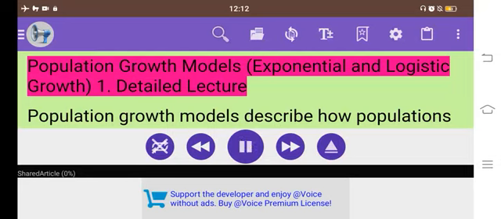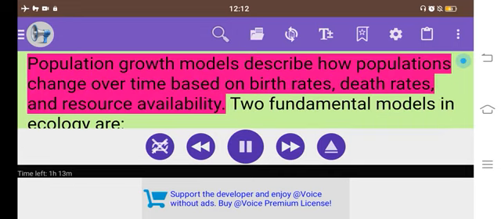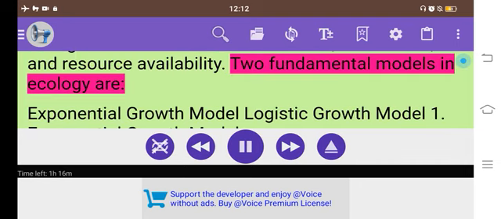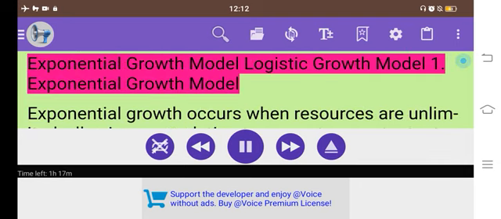Population growth models, exponential and logistic growth. Detailed lecture. Population growth models describe how populations change over time based on birth rates, death rates, and resource availability. Two fundamental models in ecology are the exponential growth model and the logistic growth model.